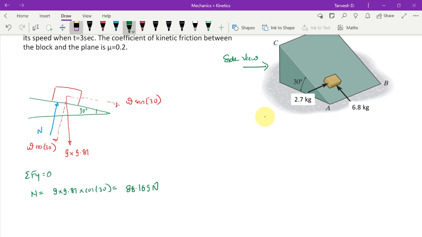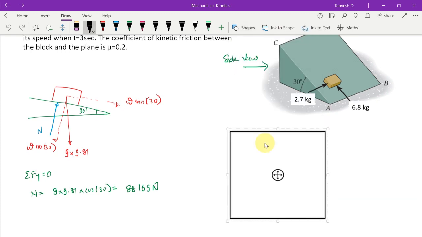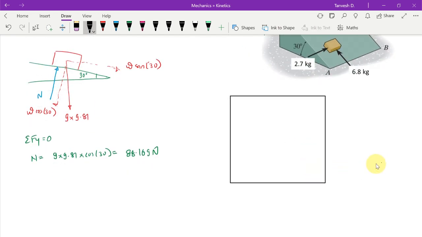So when we check the top view, it will look like a square. Basically it will look something like this, and let us say that the block which we are considering is placed here. Okay, now there is a force which is acting from the left side, that is your Fx, which is equal to 2.7 into 9.81. This is equal to how much?